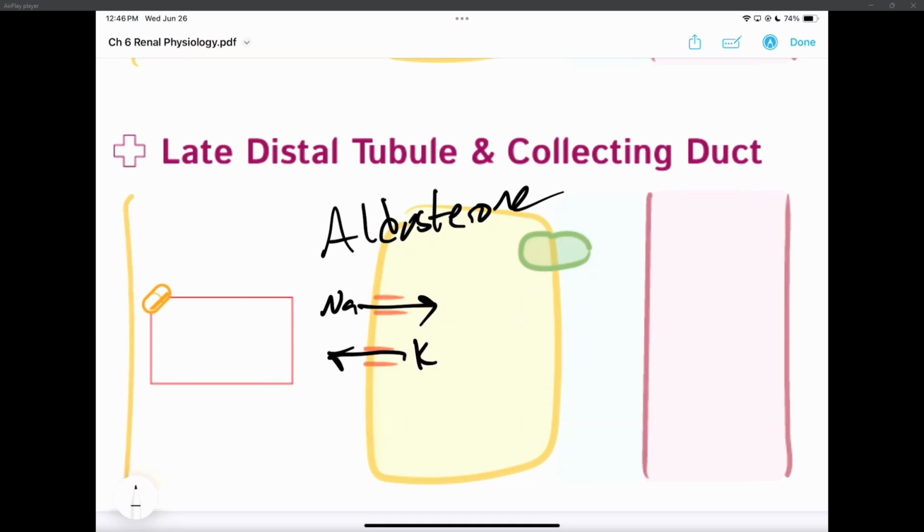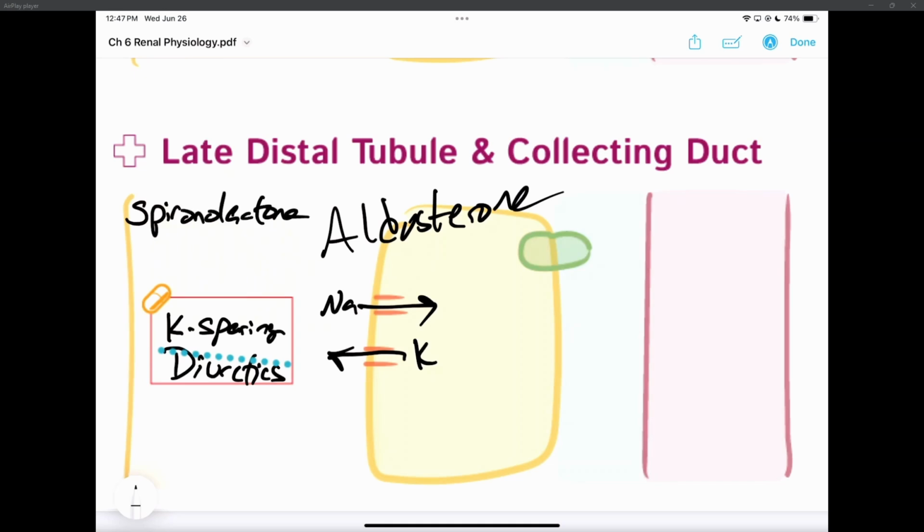This class of drugs are called potassium sparing diuretics. When you give someone a potassium sparing diuretic, for example, spironolactone, it ends like aldosterone, spironolactone. It's an aldosterone type drug. It blocks this channel from occurring. So when you give spironolactone or a potassium sparing diuretic, it shuts that off.